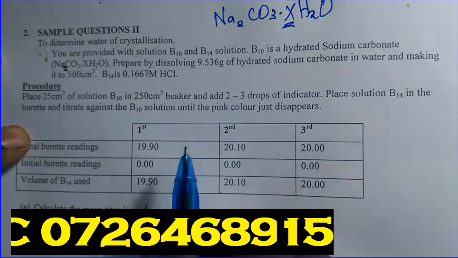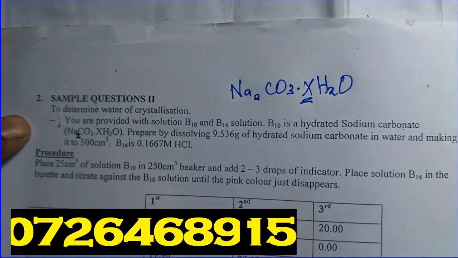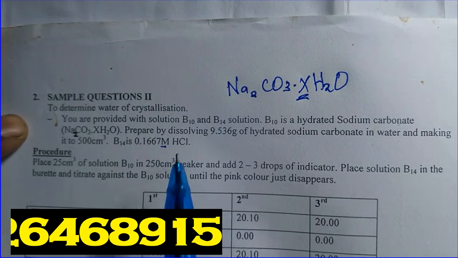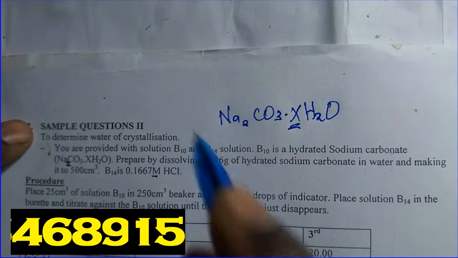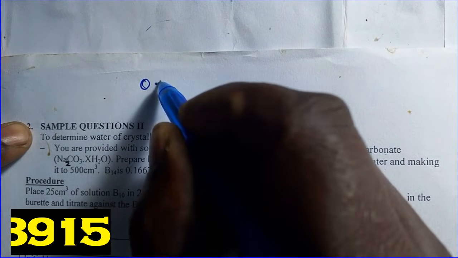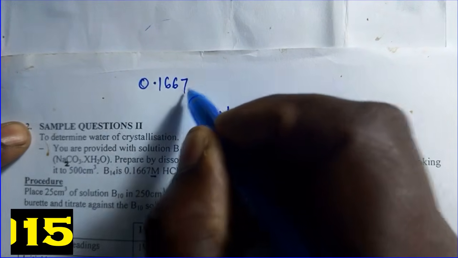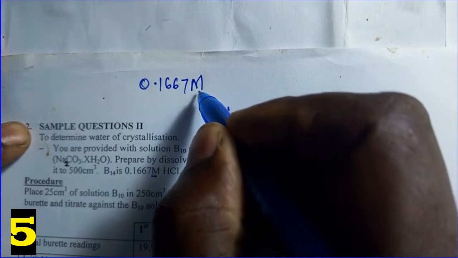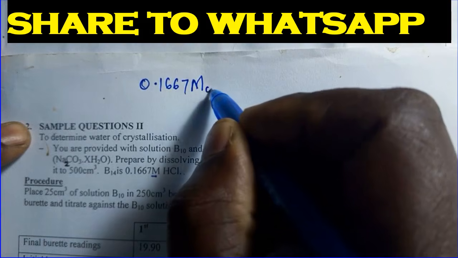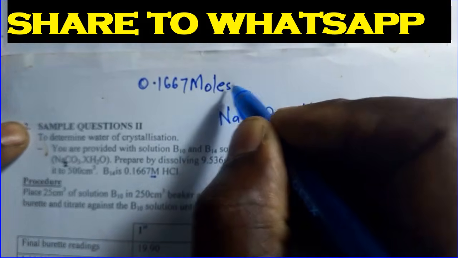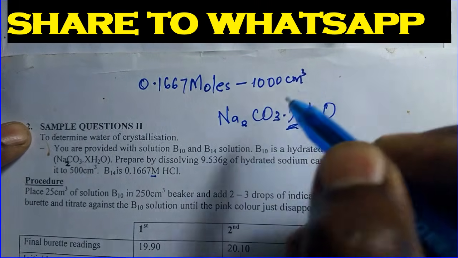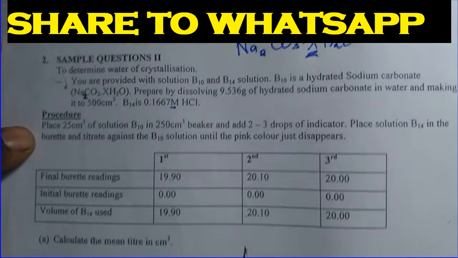So first, I want to tell you, whenever you are given molarity of a solution, it means the number of moles in a liter. So 0.1667 capital M, capital M means molarity. This means it's the number of moles in a liter, so these are the number of moles in 1000 centimeters cube. That is basically what it means.